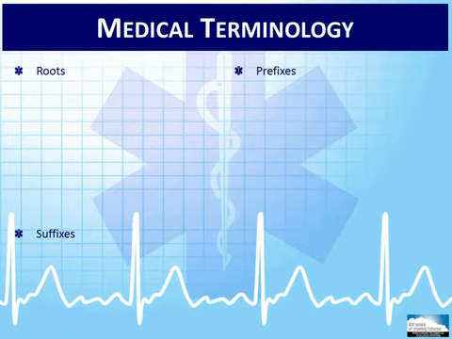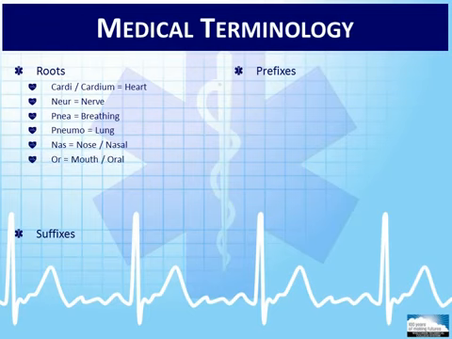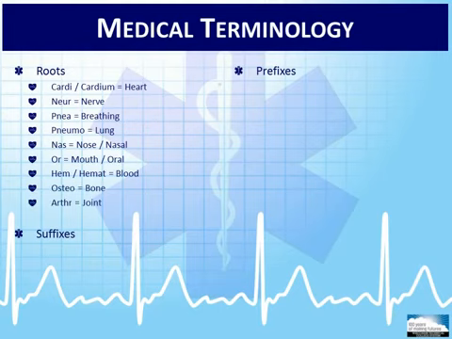For an EMS provider, some of the most common are cardia or cardium, which refers to the heart, neur, referring to a nerve or the nervous system, nia, related to breathing, pneumo, referring to the lung, nas, referring to nose or nasal, or refers to mouth or oral, hem or hemat refers to the blood, osteo refers to bone, arthra refers to joints, myo refers to muscles.